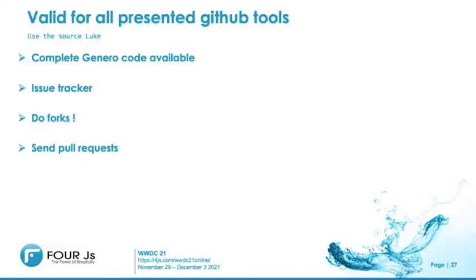Back to the slides. For all those GitHub tools I presented to you, you can of course inspect the source code at GitHub. You can report an issue if you find that something is buggy. You could do your own forks. This is very, very easy in GitHub. And of course, you can send pull requests if you feel that something in those tools could be enhanced in the way you would like to see it enhanced.